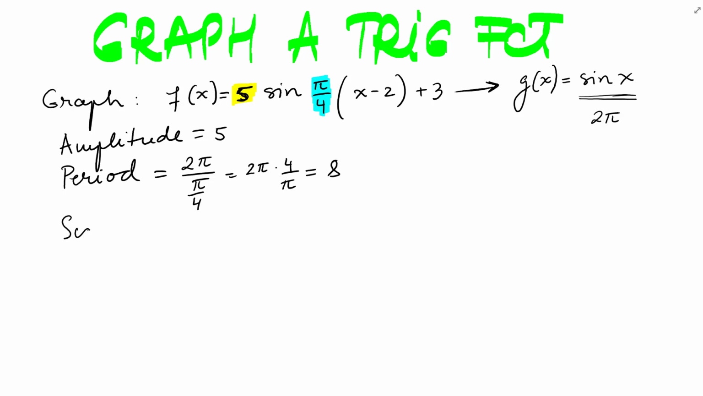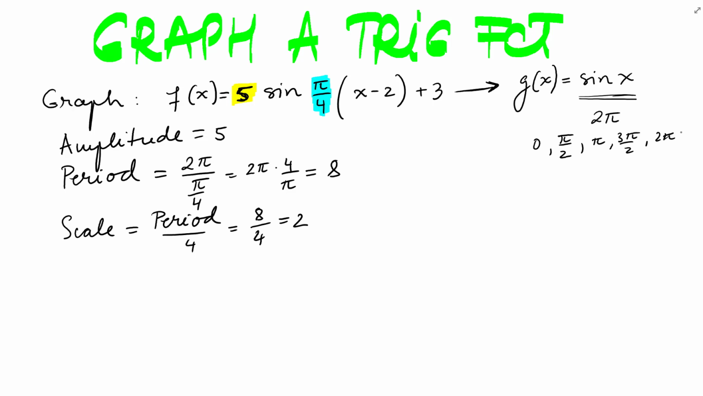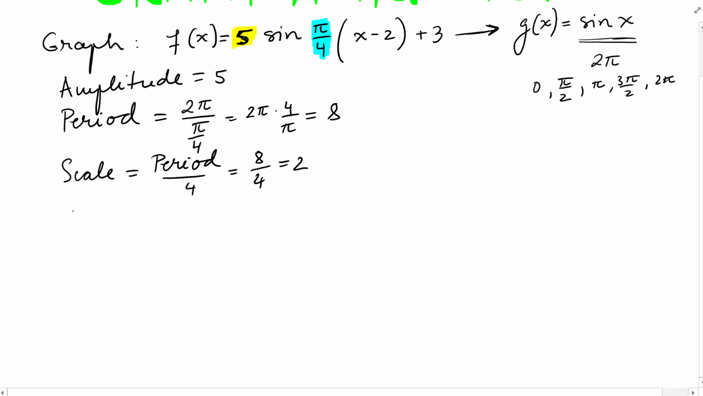The scale is period over 4, which in this case is going to be 8 over 4, which is 2. Now, the scale of sine of x is pi over 2, because the major values are 0, pi over 2, pi, 3 pi over 2, 2 pi. So in this case, they are going to be 0, 2, 4, 6, and so on.